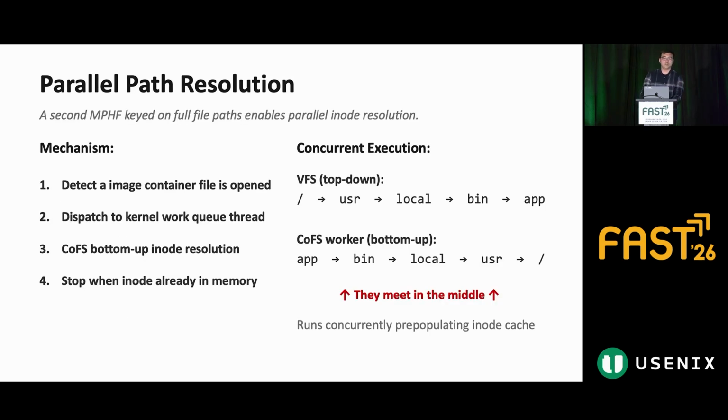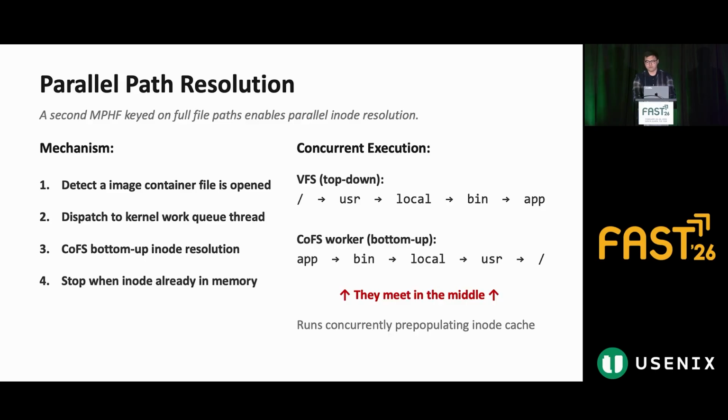Another problem we mentioned earlier is the complexity of the path resolution. The Linux VFS resolves the path top-down, one component at a time sequentially. For example, for /usr/local/bin/app, there will be 4 separate inode lookups in series from the root directory to the app finally. And CoFS builds a second minimum perfect hash function, keyed on the full file path, besides the original minimum perfect hash function from the parent inode and file name we mentioned in the previous slide. And they both map to the same hash value for the same given file.